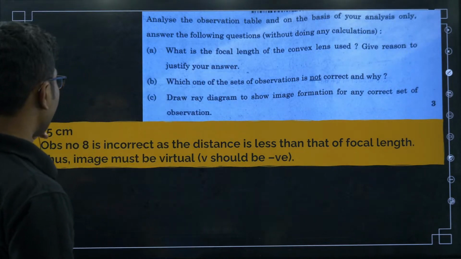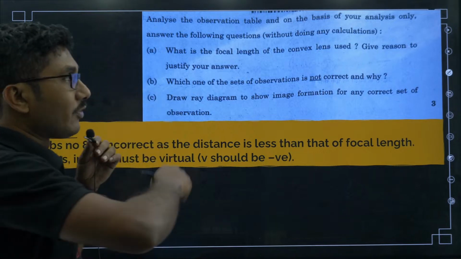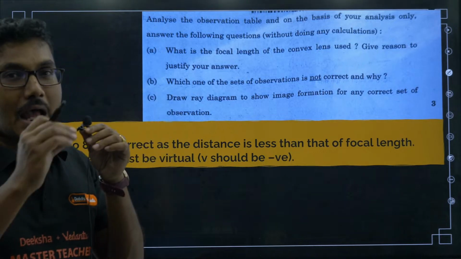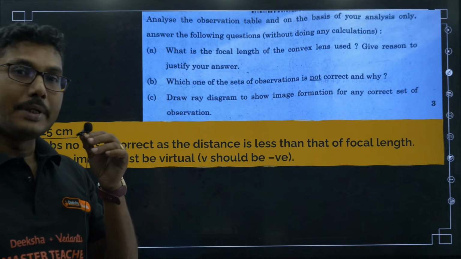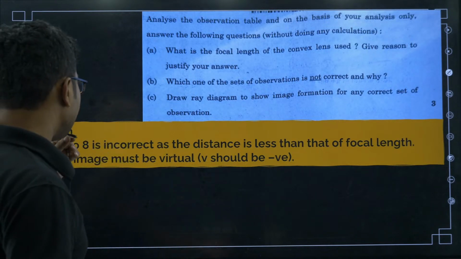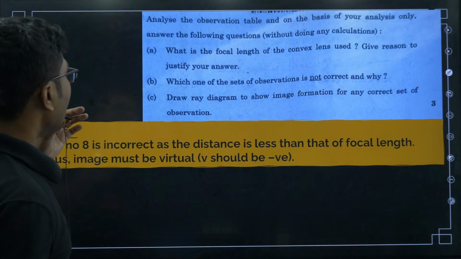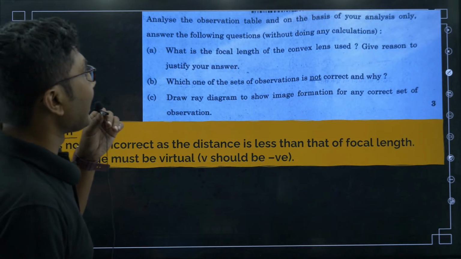Give reason to justify your answer. So 15 centimeter. Why 15 centimeter? Because from the observation table we see that at 30 centimeter, the image distance is also 30 centimeter. That means image and object distance are the same, only possible at 2f. That means f is 15 centimeter. Okay. Now which of these sets of observation is not correct and why?